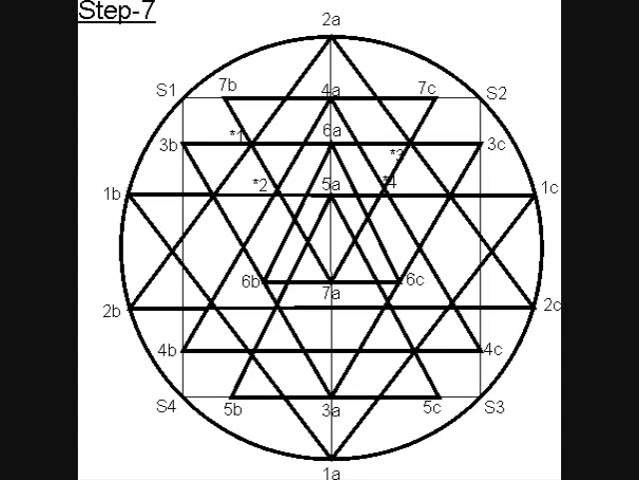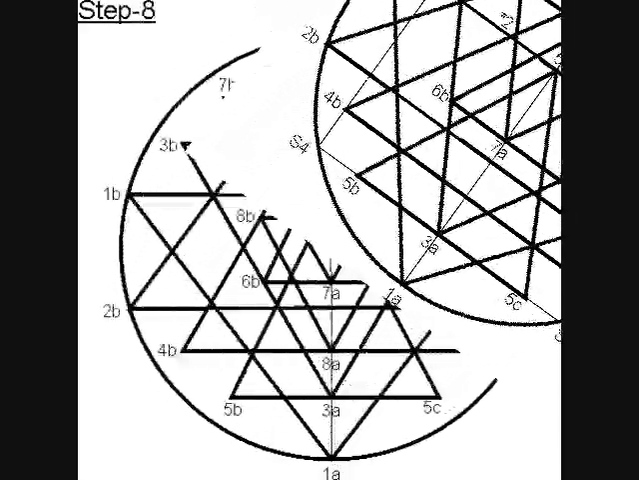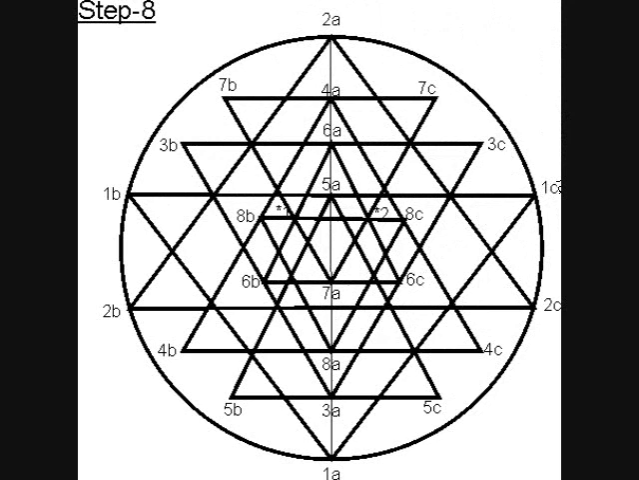Draw line from 7A crossing star 1 and star 3 up to square line 7B. Draw line from 7A crossing star 2 and star 4 up to square line 7C. Join 7B to 7C. Step 8. Triangle 8 with apex down.